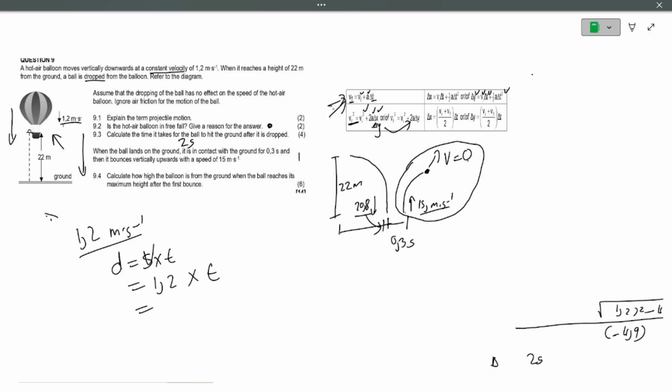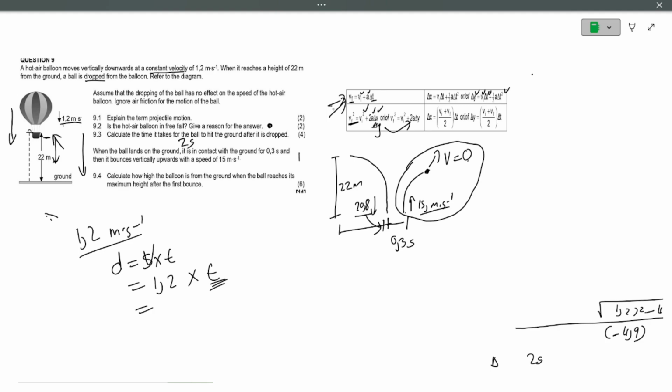and then we get this. What does this time represent? They ask how high the balloon was from the ground when the ball reaches its maximum height. So at first it was 22 meters when the ball was thrown. We want to see, in that whole movement of the ball until it reaches the maximum height, how far the balloon was from the ground. Because it was moving, we want to see how far it moved.